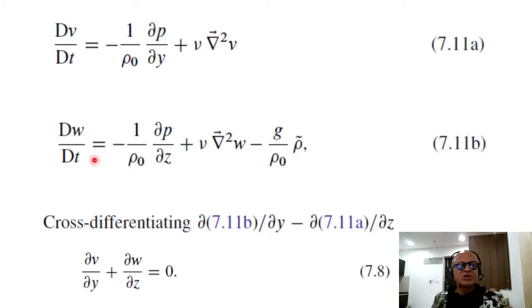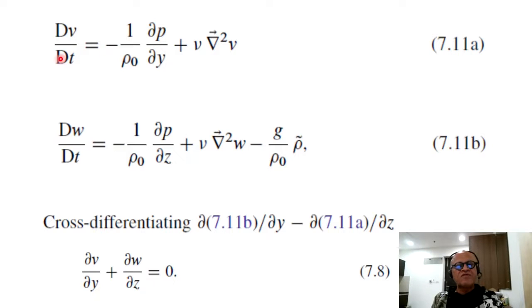In the meridional direction, dw/dt is minus 1 over rho 0 dp/dz plus a similar viscosity term, but in the vertical you have obviously the gravitational forcing, where you have a background density and perturbations to the background density, which can be related to the diabatic heating term in the Hadley cell, for example. Okay, that's what drives the meridional circulation.